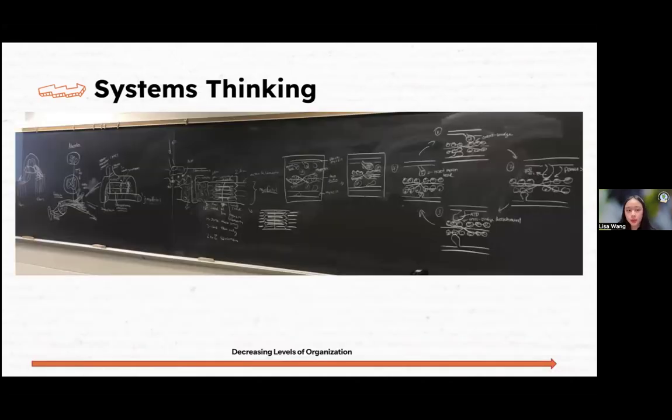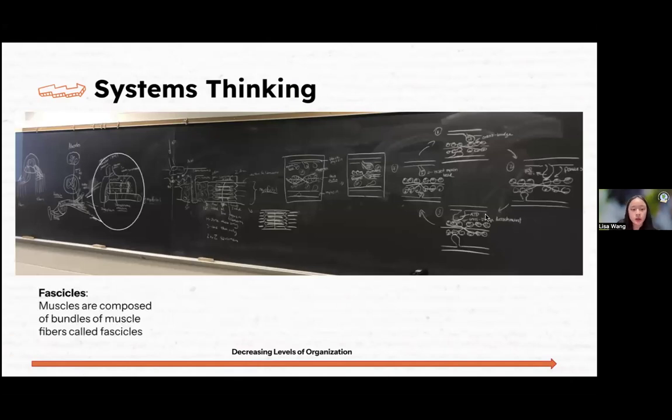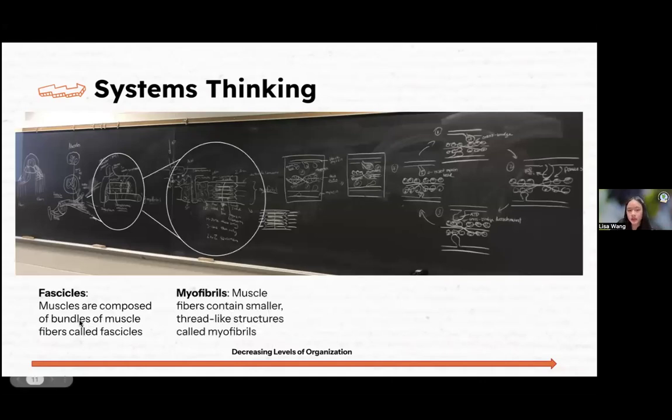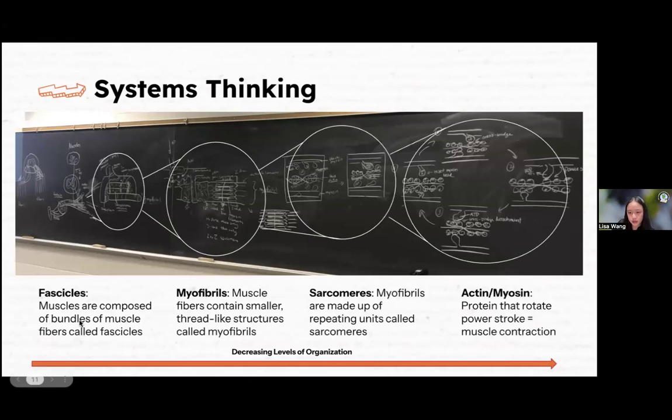This is a second example. This is neuromuscular junctions. And again, the zooming in principle applies here. We start all the way over here, at the most macroscopic level, and then we zoom in. So fascicles, and then we zoom in again, and again, and again. At the end of this, with the actin and myosin, we are at the protein level of how muscle contractions work.